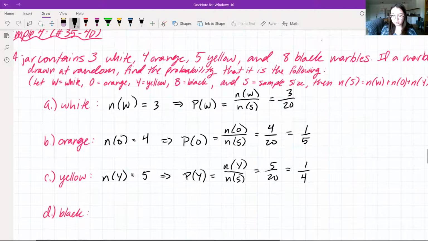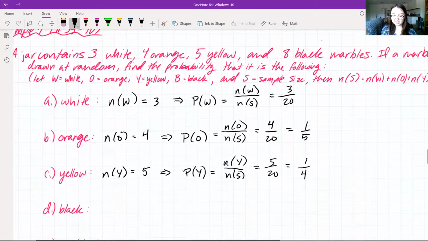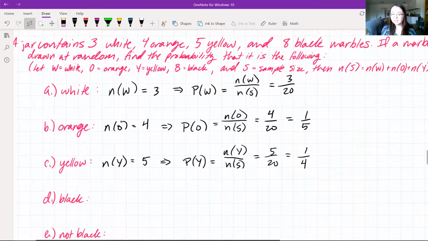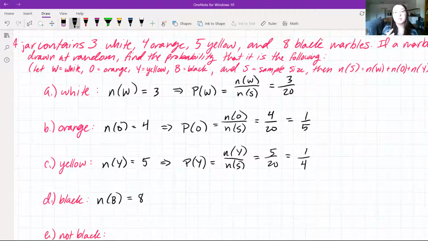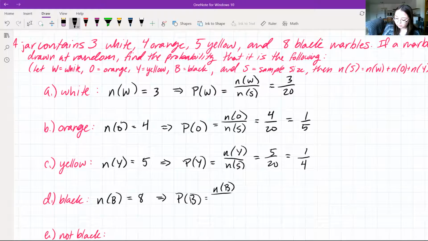Then for our last colored marble, we have 8 black marbles. So we have N of B is going to be equal to 8, since we know there's 8 black marbles in the jar. And the probability of drawing a black marble is going to be equal to the number of black marbles divided by our sample size, which is going to be 8 divided by 20, which is also 2 divided by 5.